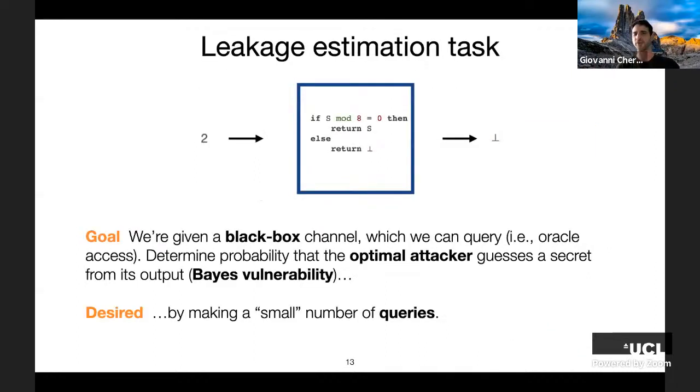So let's actually think about how we can carry out this leakage estimation. By assumption, we can only see our system as a black box, and therefore the only thing we can do is query the system, so we can feed it some secrets and observe back the respective observations. And from that, our goal is to estimate this leakage, or as we said, to estimate the probability that the attacker will guess correctly the secret given the output, the Bayes vulnerability. But of course, we would like to do so by making a small number of queries to the system. And that's because querying the system can be expensive, depending on the case.